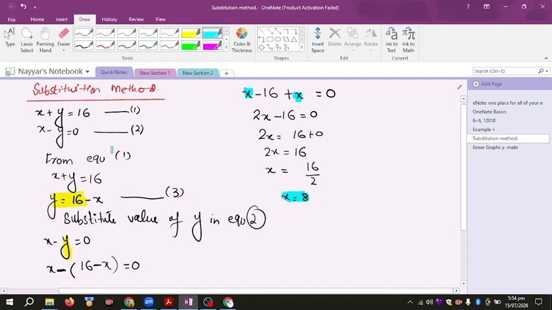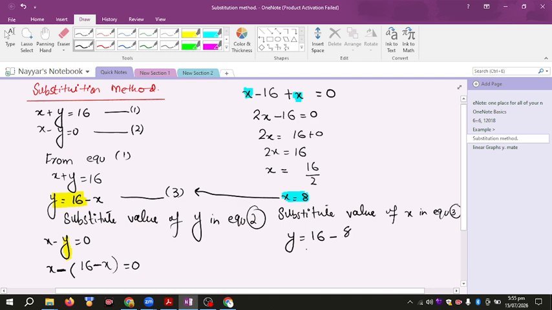So in simultaneous equations, we have to find out the values of x and y. We have found the value of x. Now we are going to find out the value of y. So what I'm going to do is substitute this value of x in equation 3, right? It's easy now if we substitute it in this equation. So y is equal to 16 minus x. So y is equal to 16 minus, in place of x I will substitute its value, which is 8. So y is equal to 8. So this is our value of y. So we have found the value.